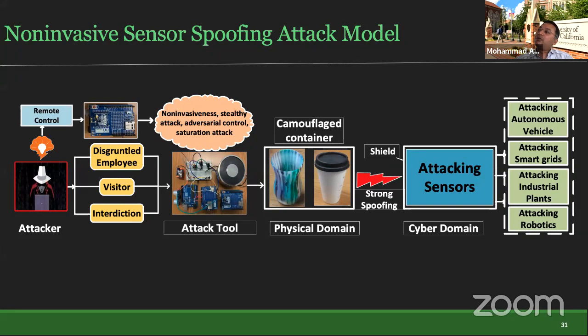If you see the attack model, the attacker can insert a microcontroller that has an RF module, and hide it in a camouflage container, for example, a flower vase or a coffee mug. If you insert those types of small devices, then from far away or over the internet, you can create additional spoofing data and insert it into the sensor that I just presented a few minutes back. This way you can attack autonomous vehicles, smart grids, industrial plants, and even the robotics that my group is working on. So you can hack into those systems.